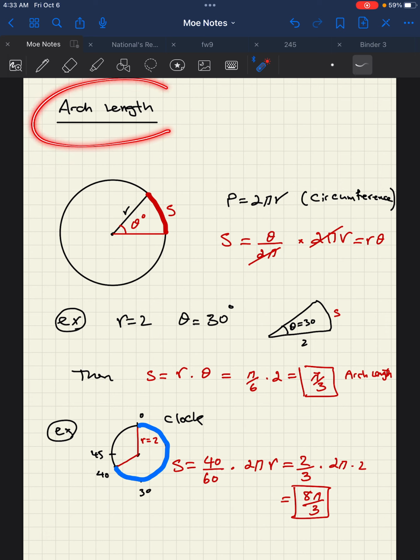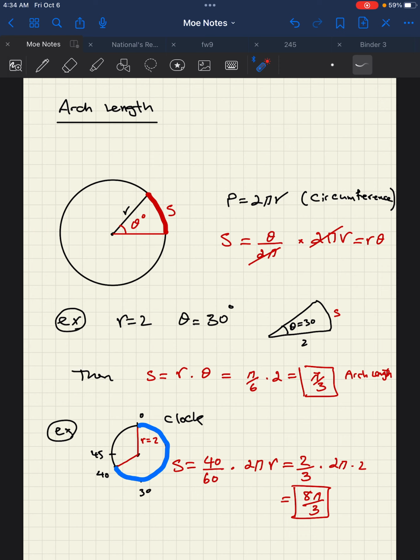So I want to talk about arc length here. If you look at a circle, not a unit circle, any circle with a radius r, circumference is the length of the perimeter of your circle. So from there to there. And circumference is 2 pi r. We knew that from way before. So that's 2 pi r.